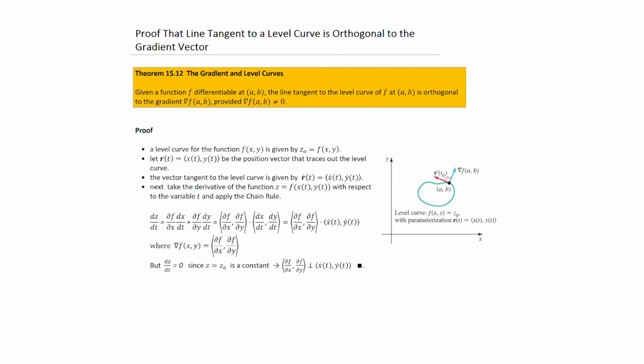However, z is a constant. Why? Because it's a level curve. We said z0 is f(x, y). So dz/dt of a constant is 0. All right, so if that's 0, that means the dot product of these two is equal to 0, which means the gradient vector is perpendicular to the tangent vector. Okay, and the tangent vector basically is aligned with the level curve. So effectively, that's the proof right there.